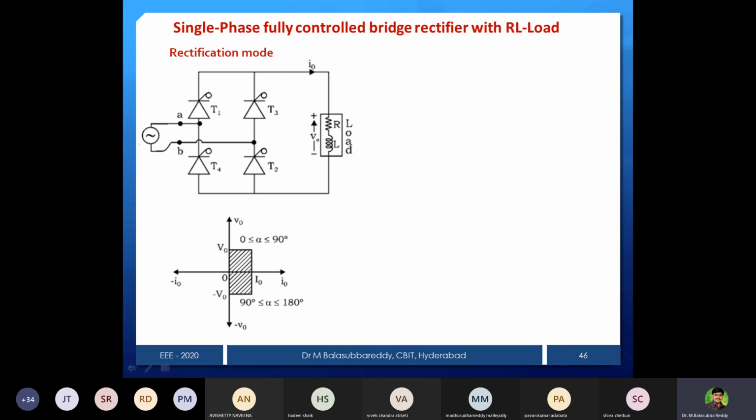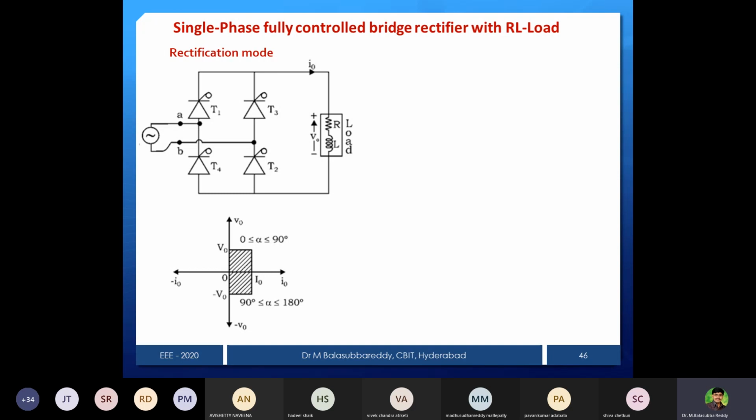Now, RL load fully controlled rectifier. It is an important question. They may ask it in different ways. One way is simply: explain single phase full controlled bridge rectifier with RL load. Another question is: explain single phase full control rectifier with the rectification mode of operation and inversion mode of operation. And the third one is: explain single phase full control rectifier with continuous mode and discontinuous mode of operation. And then another question, with the same answer: explain line commutated inverter. That's it. So these are the different questions.